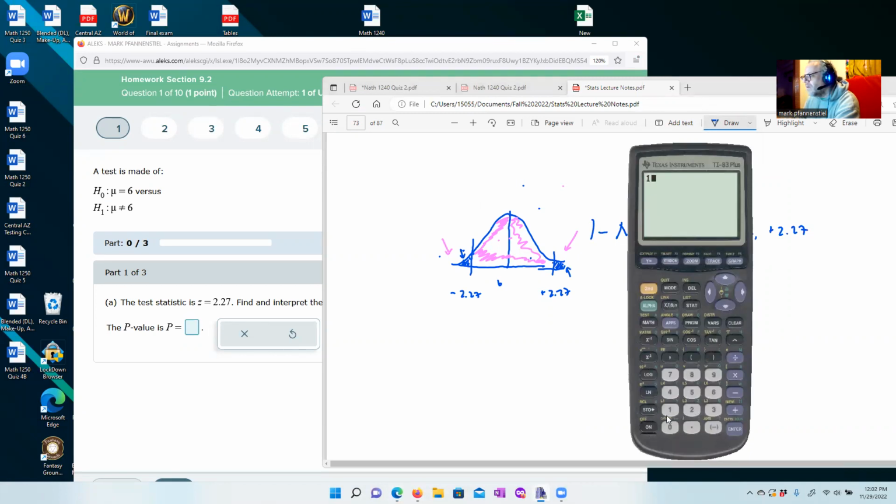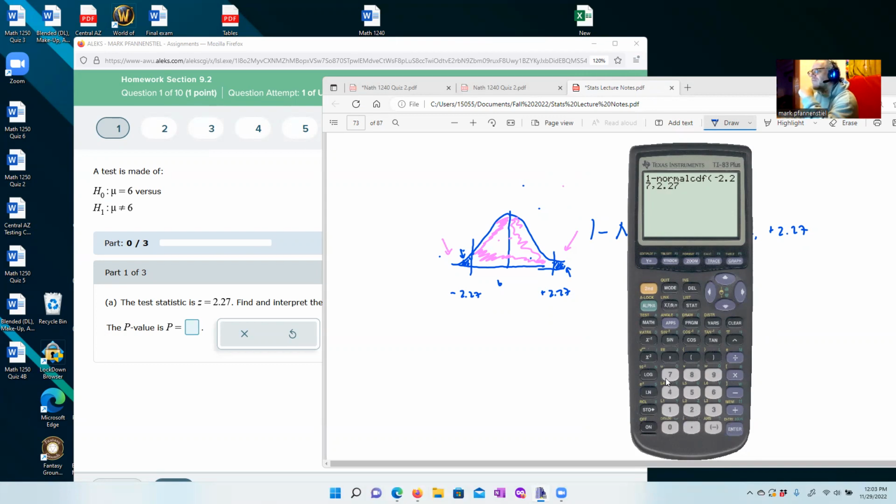We're going to say 1, it's just 1, not 11, 1 minus. We're going to go to distribution here, and we always do normal CDF. It's always the cumulative amount. Remember it's going to be between negative 2.27 up to positive 2.27. So what's my biggest value? My biggest value is positive 2.27.